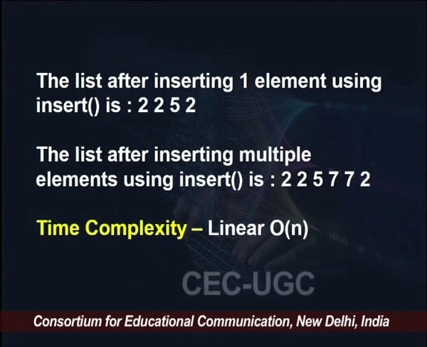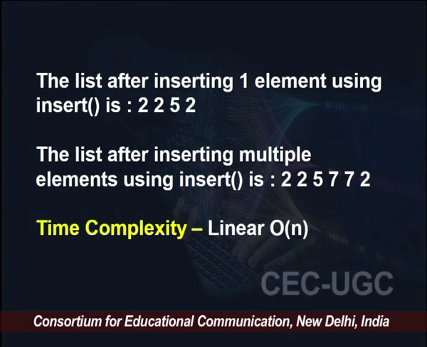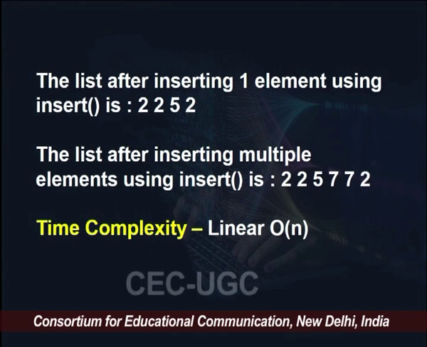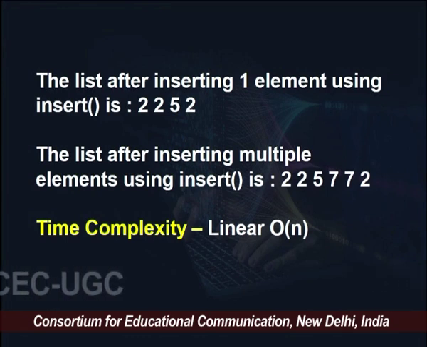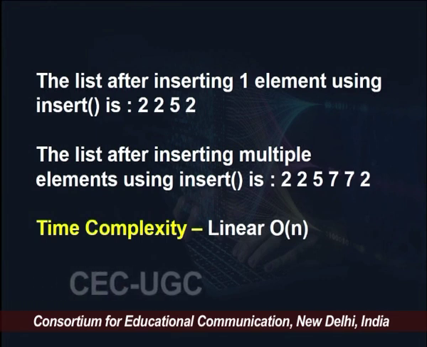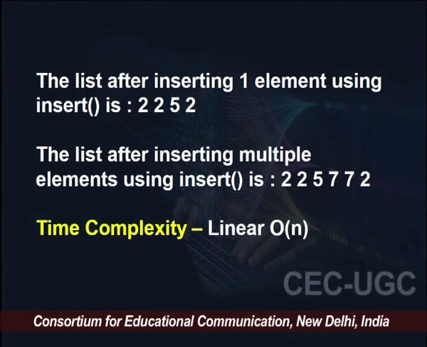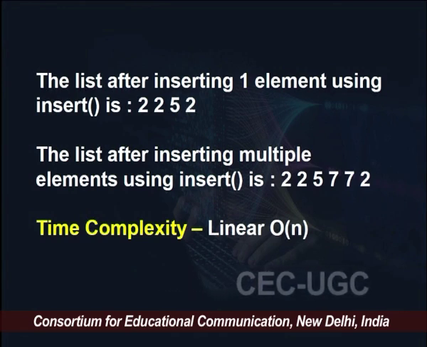The list after inserting one element is 2, 2, and at the third place we have inserted 5, and then the list after inserting multiple elements will be 2, 2, 5, and then the two occurrences of the element 7, and then the last occurrence of 2. So, initially 3 occurrences of 2 are inserted, then at the third position, 0, 1 and 2, that means in between the last 2 occurrences of the element 2 we have inserted the element 5. And the list after inserting more elements, which is the 2 occurrences of the element 7, will become 2, 2, 5, then 2 occurrences of 7, and then 2.